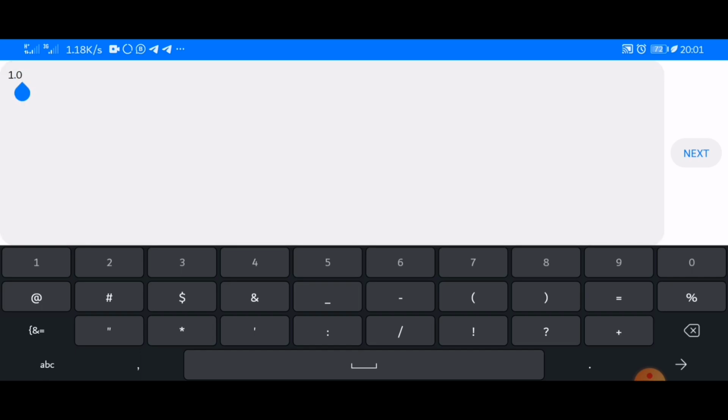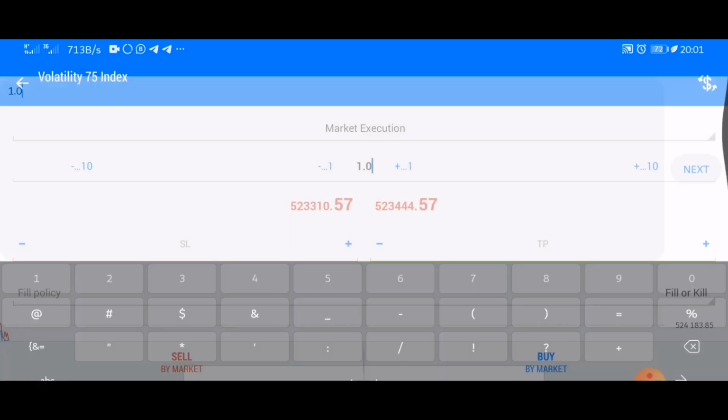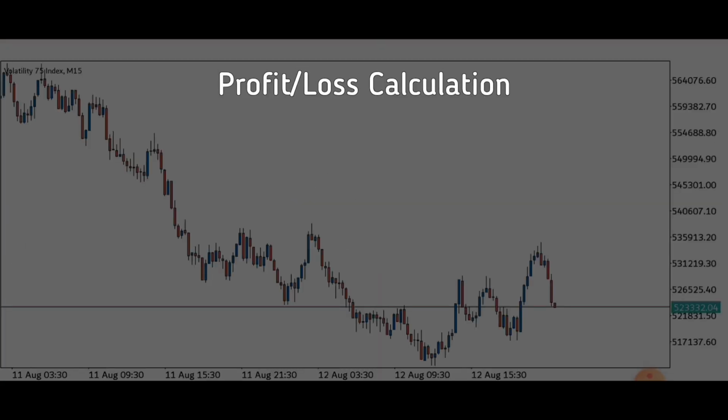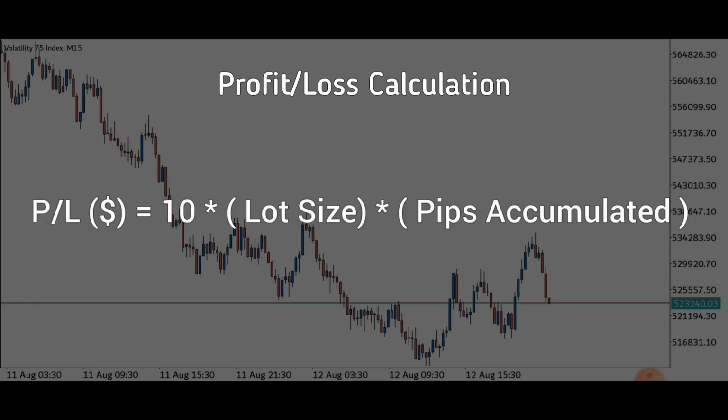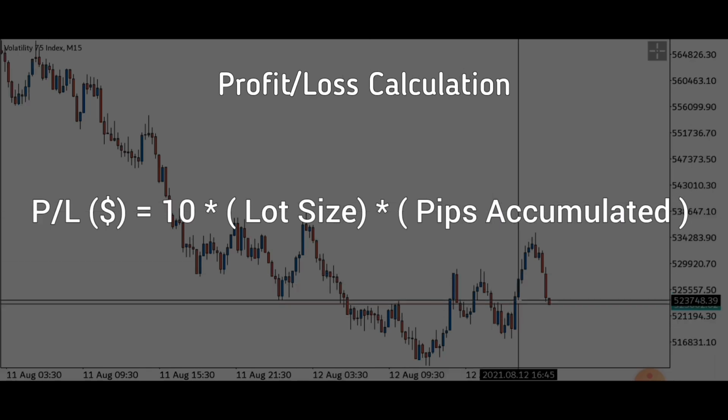So if you want to do the arithmetic on how to calculate pips and how to go about that, I'm just going to put that quickly. If you want to calculate it, all you need to do is this: 10 times the lot size you use times the number of pips that's accumulated. That's going to give you the amount of money that you're going to be staking.